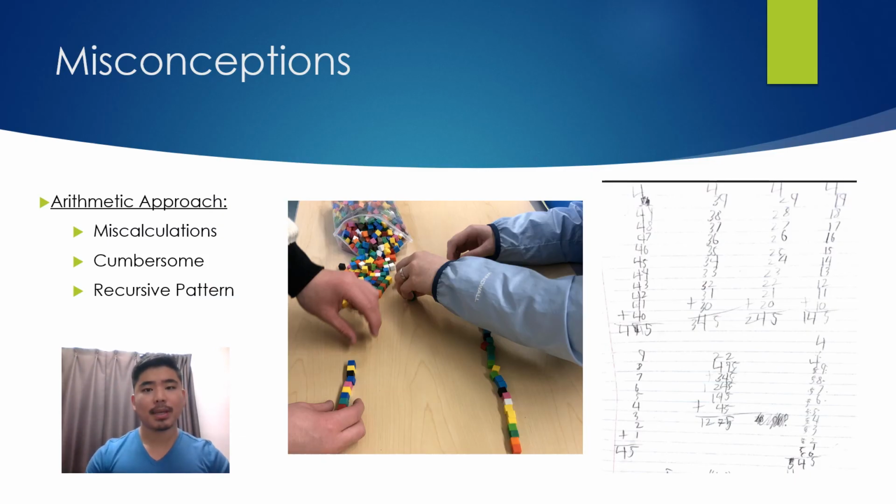Other common misconceptions were present when they tried a more arithmetic approach. So there were a lot of miscalculations when they tried to go for the calculations of the 50th tile through brute force, simply by adding every single integer from 1 through 50. They also found that it was very cumbersome, which isn't really a misconception, but they believed that it was doable. And with a calculator, it might have been doable. However, I did not provide them a calculator, so they had to do it by hand.